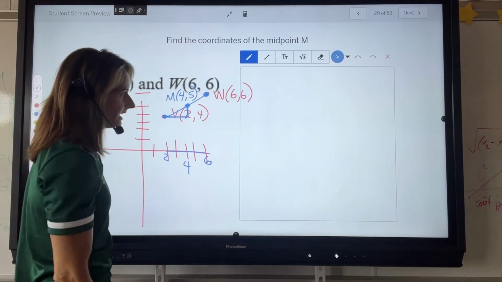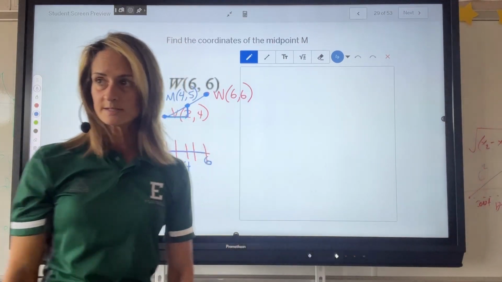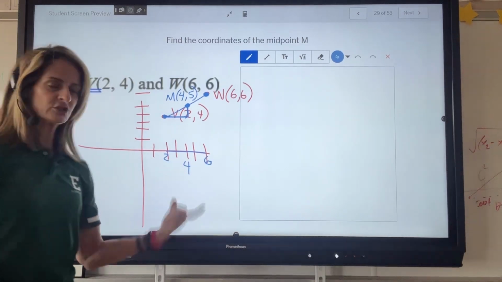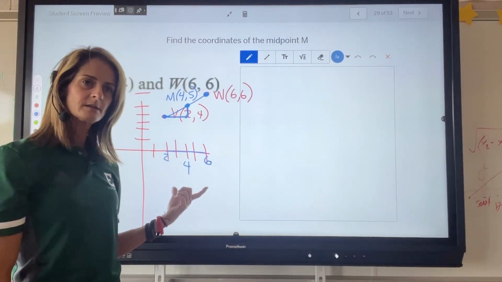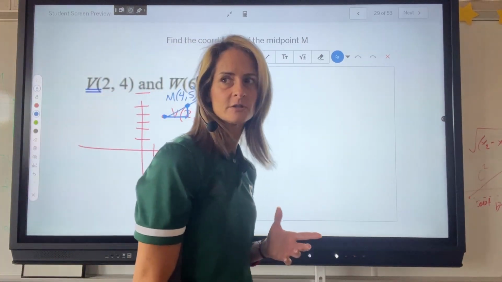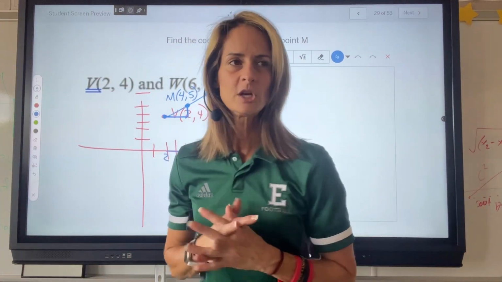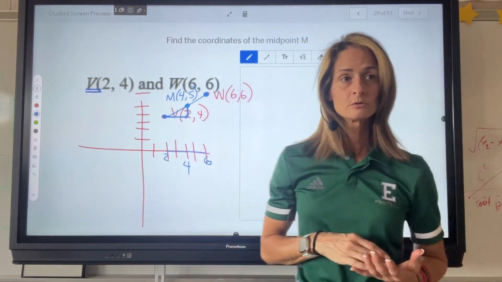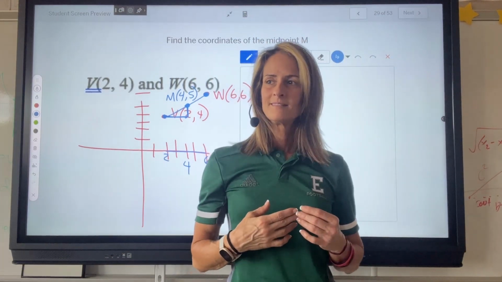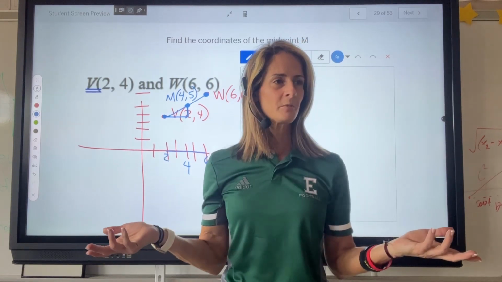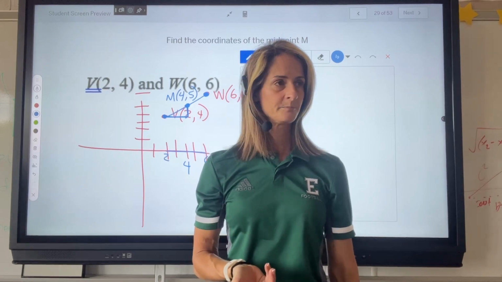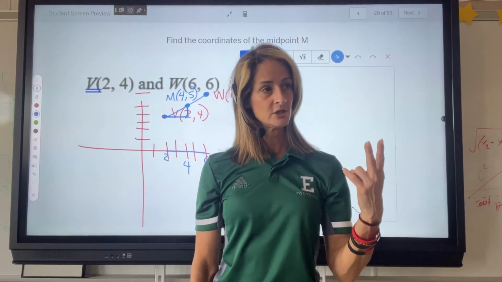Now, how do we do this algebraically? What does this look like? Well, we are really just averaging the x's and averaging the y's. How do you average? Do you guys remember how to average numbers? Don't you add them all up and divide by the amount of numbers? Yeah, so if you had 10 numbers to average, you'd add them all up and then divide by 10. Here we have 2 numbers that we're averaging.